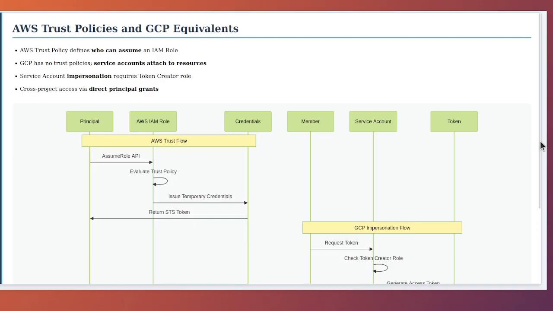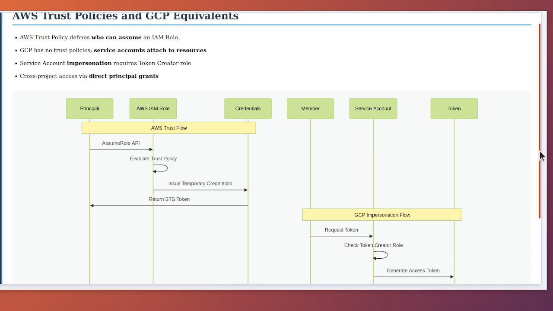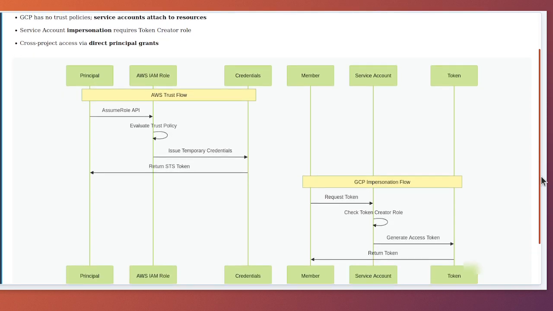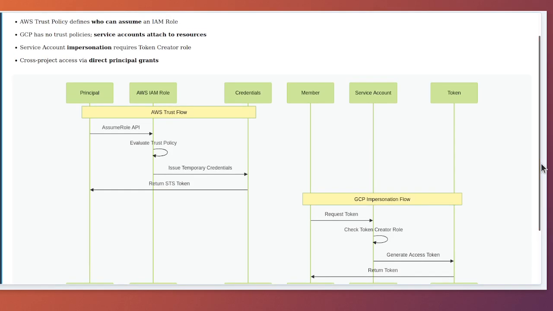Common trust policy scenarios include allowing an AWS service like EC2 or Lambda to assume a role, allowing IAM users from the same or different AWS accounts to assume a role, allowing federated users from an identity provider to assume a role, and allowing Web Identity Federation from providers like Google or Facebook.